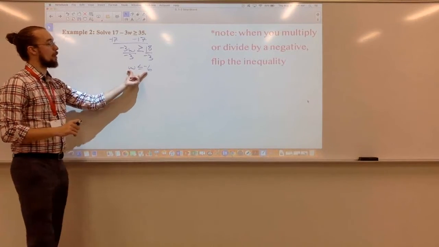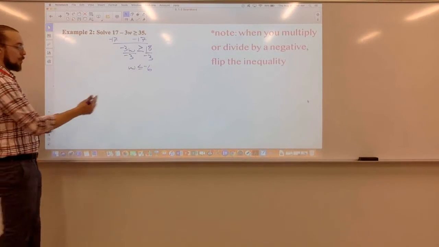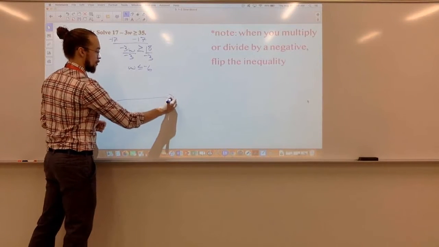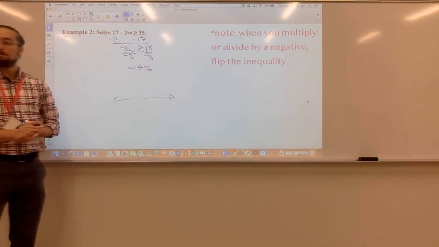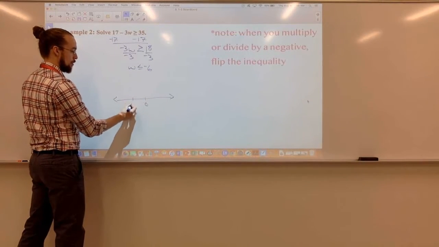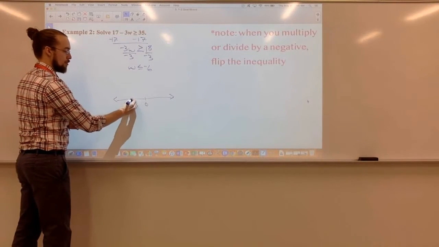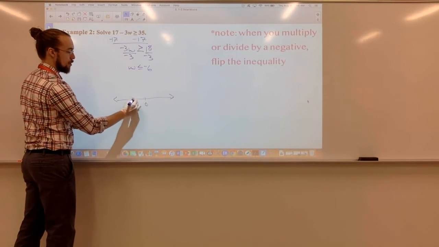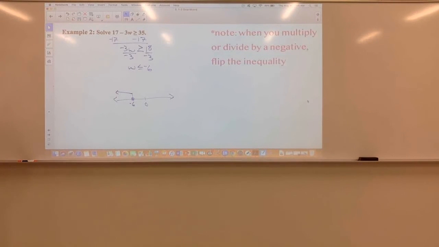Right? So my answer then is w is less than or equal to negative 6. So how would I graph that solution set? Exactly. And so we'll mark 0, put negative 6 over here. It's less than or equal to. So Jada said we make a closed circle, and then our solution set goes to the left.